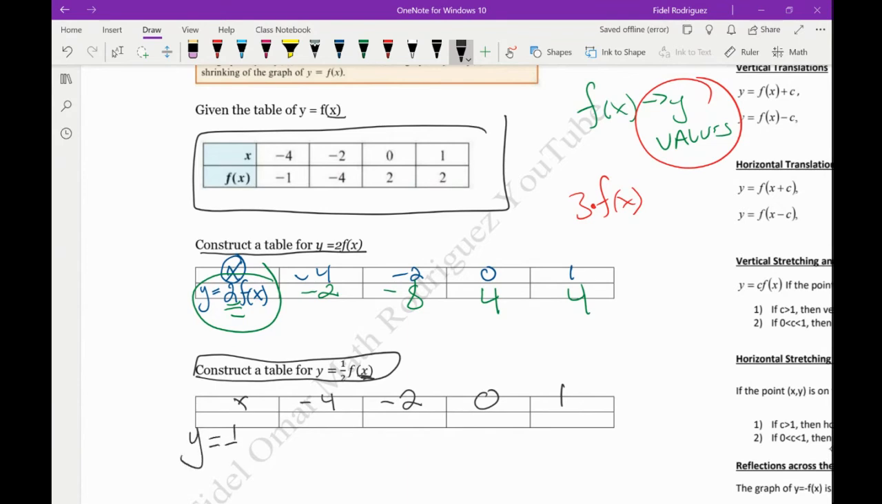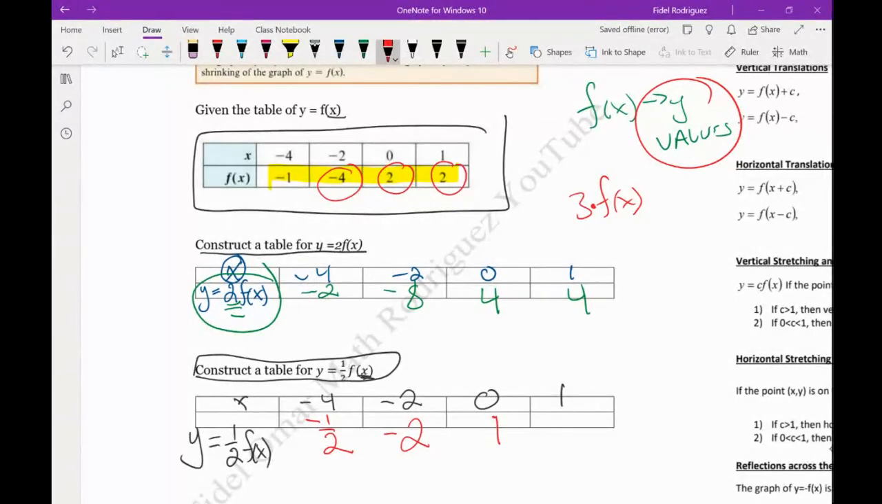But now what we have is we have y equals 1/2 f of x. Okay. So what does that mean I'm going to do? I'm going to take half of each of those numbers. Okay. So half of -1, y'all, would be -1/2, right? Anybody know what's half of -4? Positive or negative? Still negative, right? Half of -4 is -2. What's half of 2?